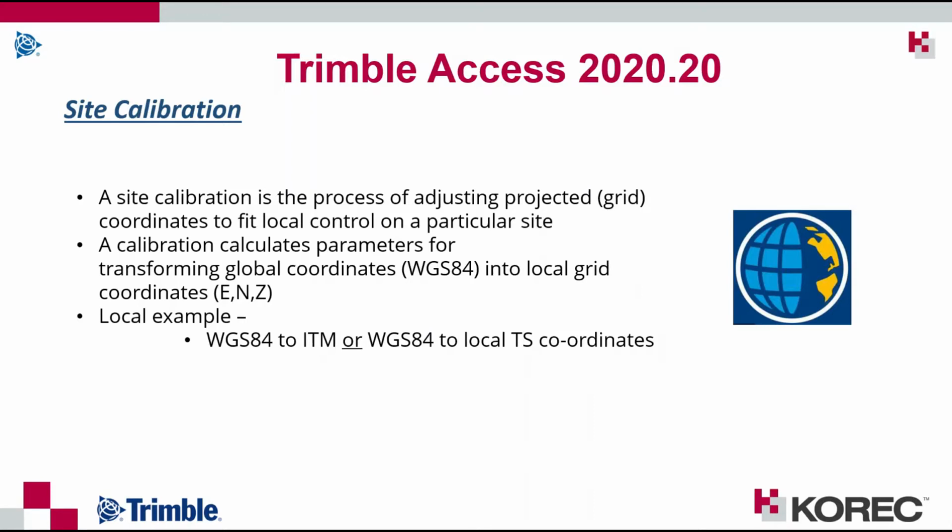A local example for us here in Ireland would be WGS 84 transformed to ITM, Irish Transverse Mercator, or WGS 84 transformed to match local control established by a total station on a particular site.